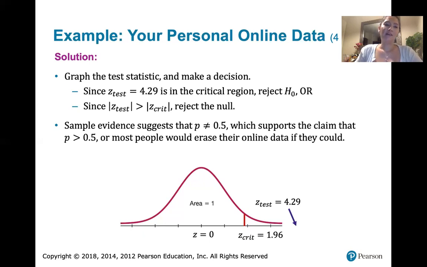Or alternatively, rather than saying it in terms of p, let's talk about the original claim. The original claim was that most people would erase their online data if they could. What we've just shown is that evidence suggests against the idea that the population proportion is exactly half. So half would erase their online data if they could, the other half wouldn't. That idea is very likely to be wrong. How likely? Well, it's likely with a significance of 2.5% or 0.025.